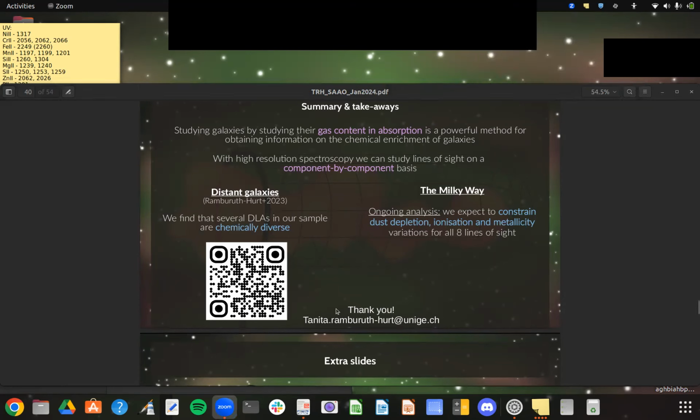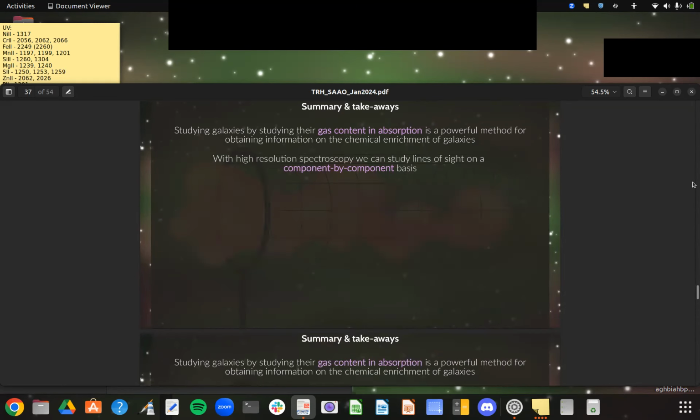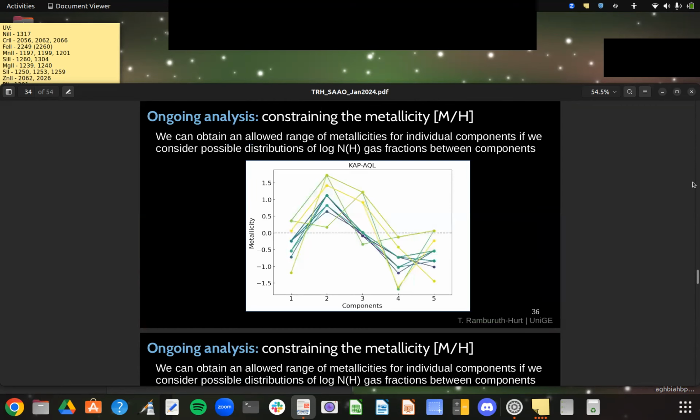I just have a more general question. I think it was slide 37 or 36. Can you explain a bit more about the H1 density distribution?